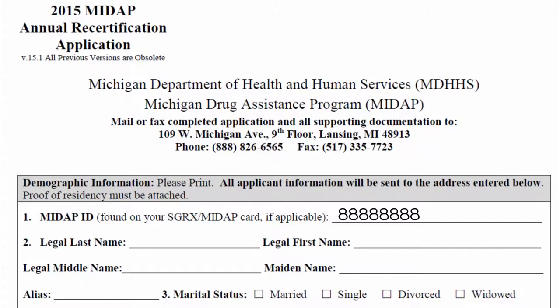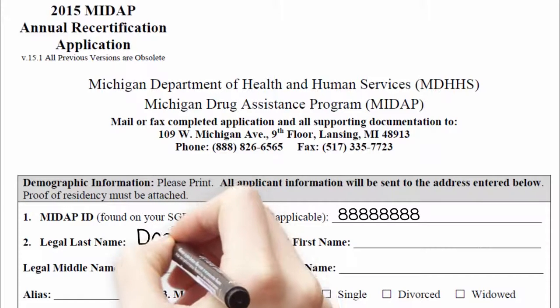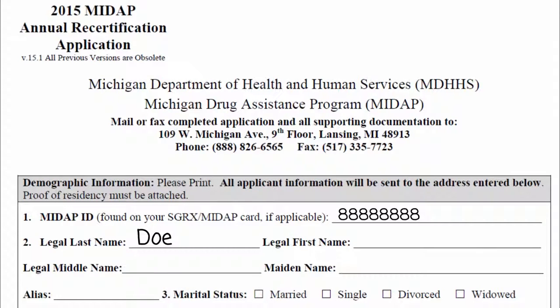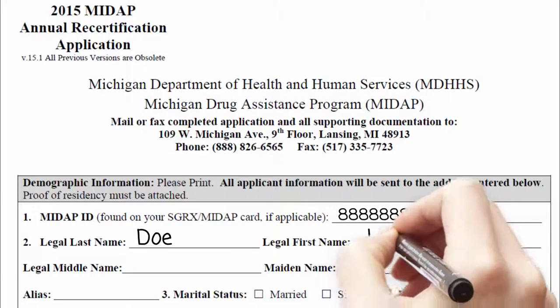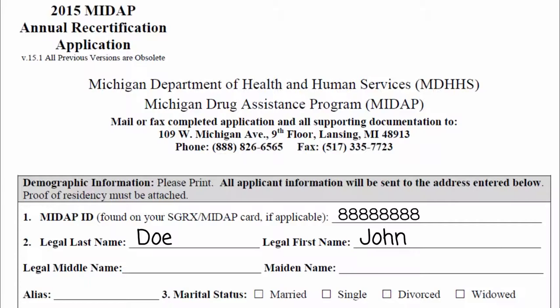On the first line, print your legal last name. If your last name is hyphenated, they should both be on this line. On the next line, print your legal first name. If you want to write in your nickname, please feel free to do so in parentheses. The third line is for your legal middle name, if you have one.